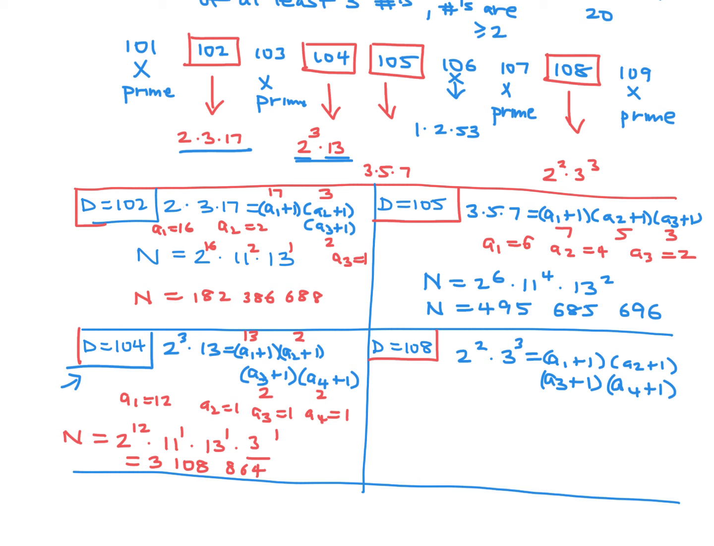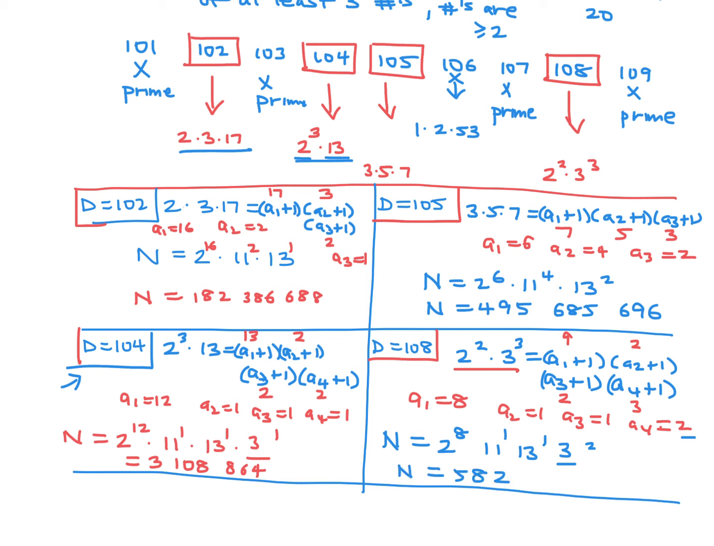And this is how we're going to assign it. We're going to put 9 here. We're going to put 2 here, 2 here, and 3 there. So that distributes these guys. So therefore, A1 becomes 8, A2 becomes 1, A3 is 1, and A4 is 2. And therefore, our n would be 2 to the power of 8, 11 to the power of 1, 13 to the power of 1, and then some other prime to the power of 2. And I will choose the smallest prime since I want the smallest n. And the smallest prime is 3 of the ones I have not chosen yet. And that n is 582,912.